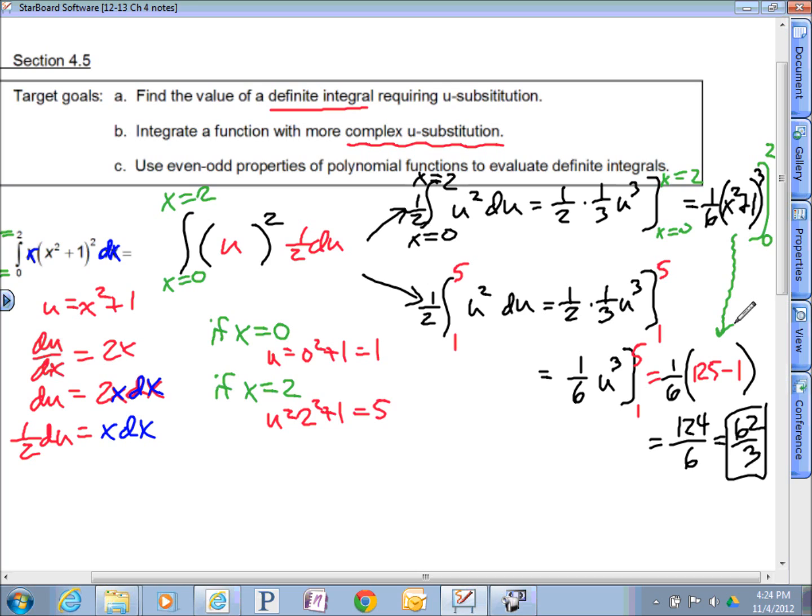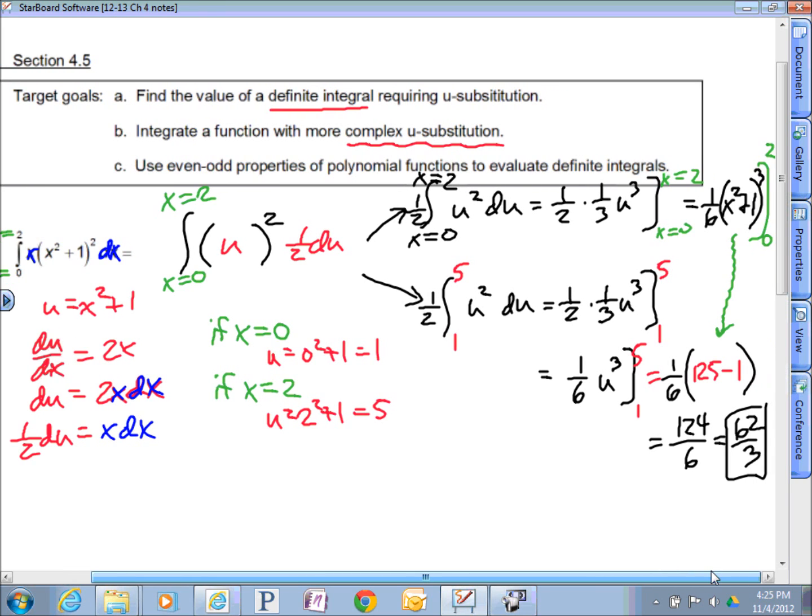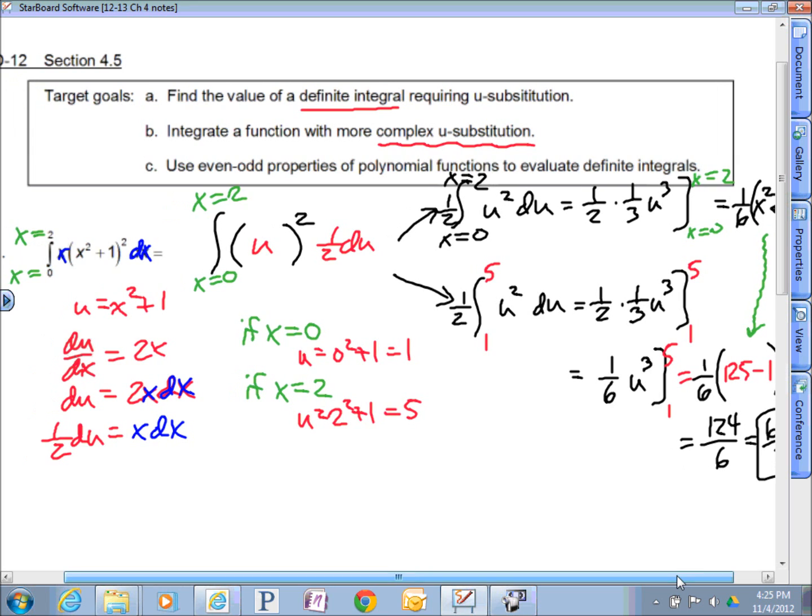But the key is there, if you're going to rewrite the problem using all u's, watch those bounds. I can tell you beyond a shadow of a doubt that there will be a multiple choice problem on that AP exam where they're going to tell you to rewrite an integral all in u, making this particular substitution. And if you do and you forget the bounds, you're not going to get it right. So just watch out for that. Watch your bounds.